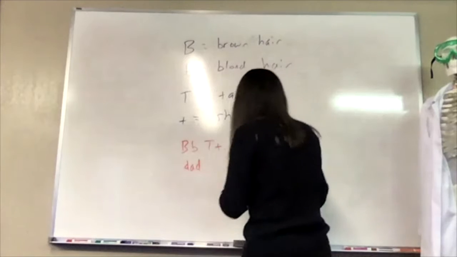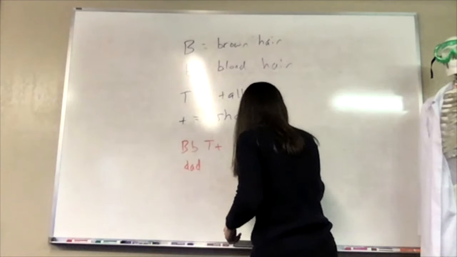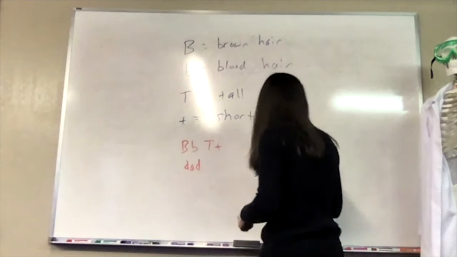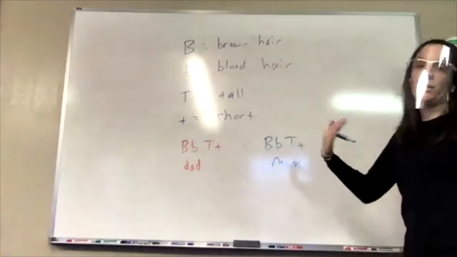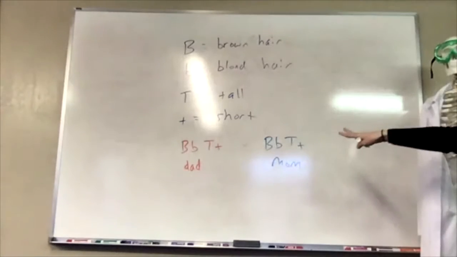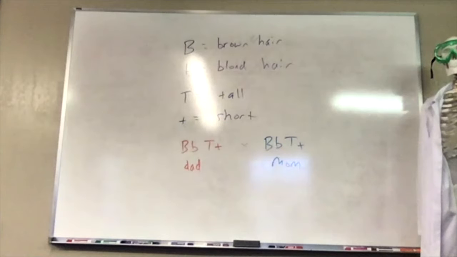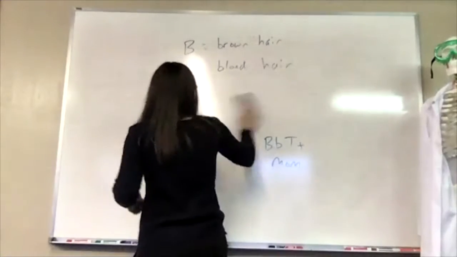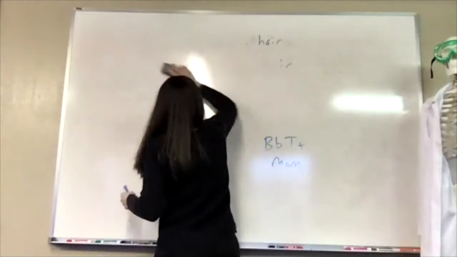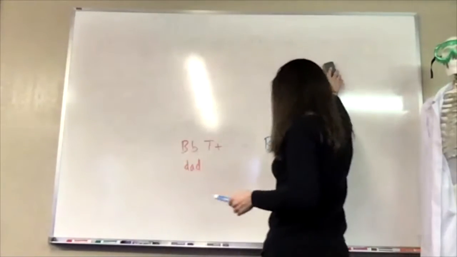And the mom has this genotype. So just like the dad, she also carries heterozygous genes for hair color and for tallness. What are the possible genotypes for the offspring? So we want to use a Punnett square to see what the kids could have from these parents.